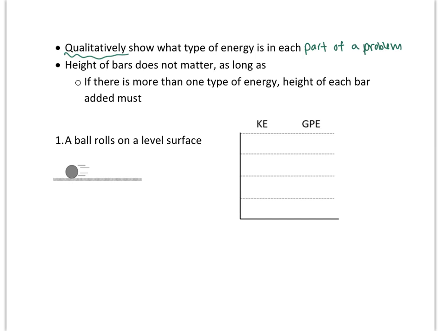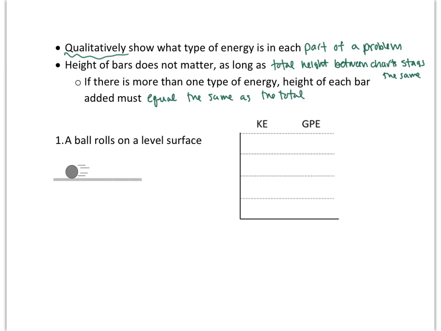The height of the bars does not matter as long as the total height between the charts stays the same. If there is more than one type of energy, the height of each bar added must equal the same as the total. Like I said, this will make more sense once I actually do it.